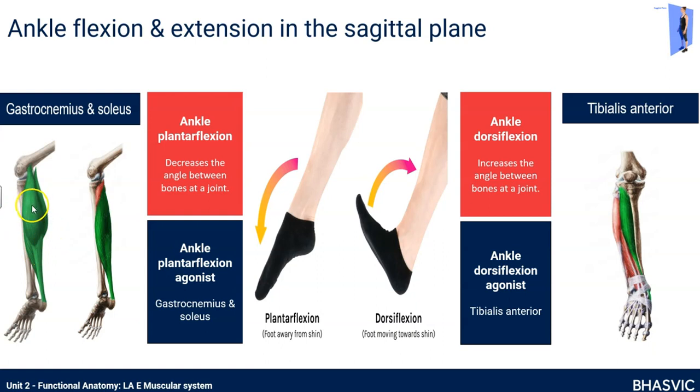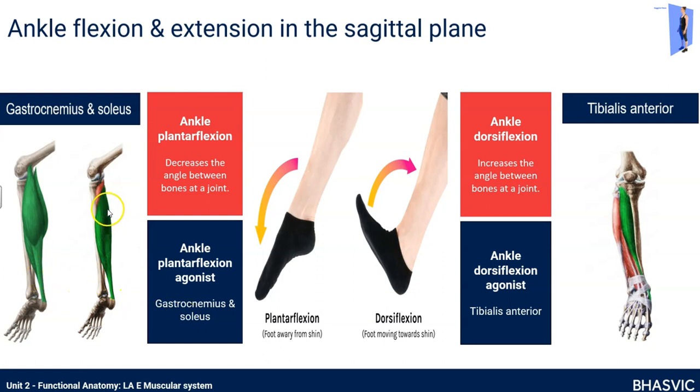And you can see on the diagram here that when gastrocnemius contracts, it pulls on the Achilles tendon, which attaches to the calcaneus bone, your heel bone, and that causes the foot to be pulled downwards and the angle at the ankle joint to increase. So that is plantar flexion caused by gastrocnemius in the sagittal plane of movement.